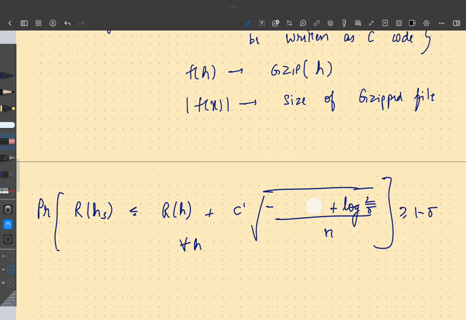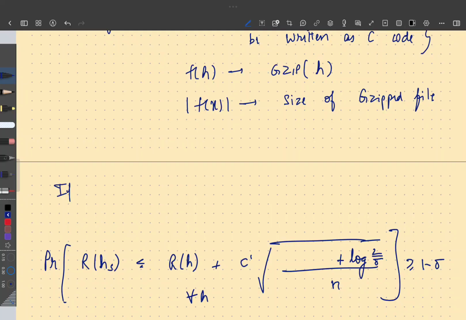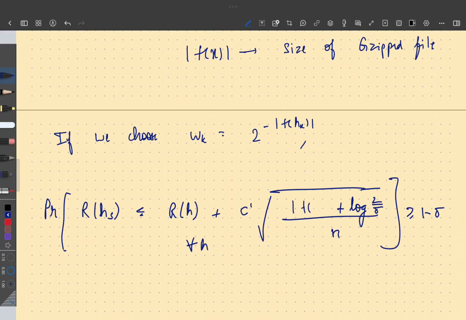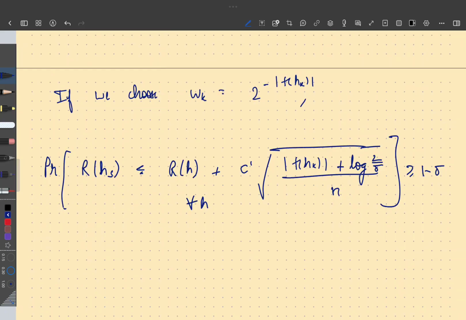So what this says is that if we choose wk to be 2 to the power minus the size of f of hk, then you basically get this, the bound on the generalization error that you get. How do you measure the entropy of the string? Just give me 2 minutes.